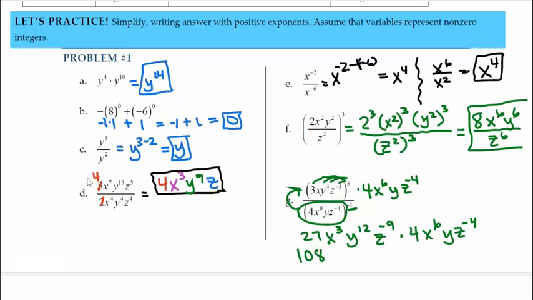So I have 108. I'm going to combine my x's together, x to the third times x to the 6th. So I need to add those together, x to the 9th. My y's, there's an invisible 1 there, so I'm going to put that in there, y to the 12th times y to the 1st. Add those together, gives me y to the 13th. And then these guys are going to go downstairs, and then they'll be positive, and they're both z's, so I'd be able to add those together. So that means it's going to be all over z to the 13th.